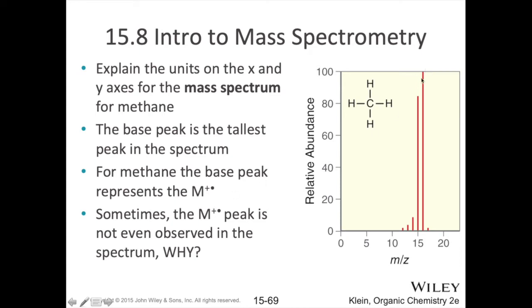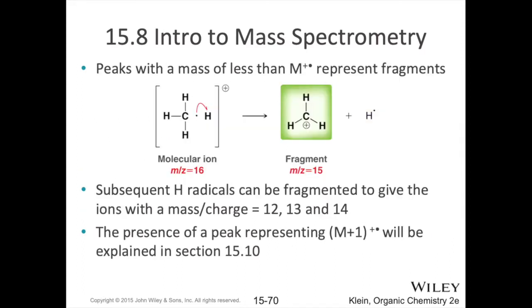So that is our parent ion peak, and again, notice that here for methane, it's at 16 m/z, which makes sense, since a molecule of methane weighs 16 atomic mass units. Now, you're probably wondering, what about that peak over here that's at 17 atomic mass units? That's not going to be the parent ion. That's the M+1 peak. We'll talk about that a little bit later.